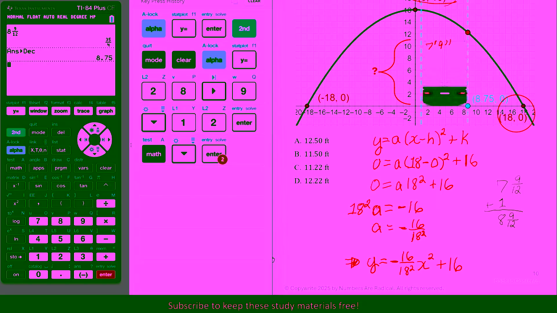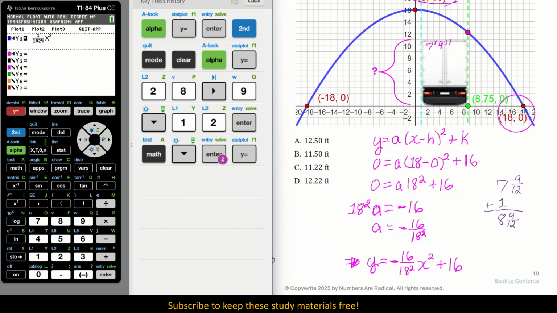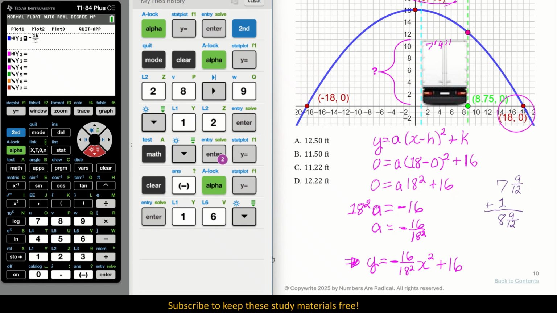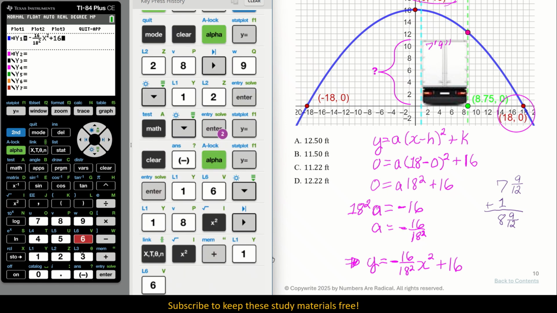So we have some choices here. We can put that in the equation as it is, or we can put it into the calculator and see what we get. Let me show you what I mean. Let's go y equals and clear all that out. And we have negative, alpha y equals, let's set up our fraction of 16 over 18 squared. Then go over and say x squared plus the 16.